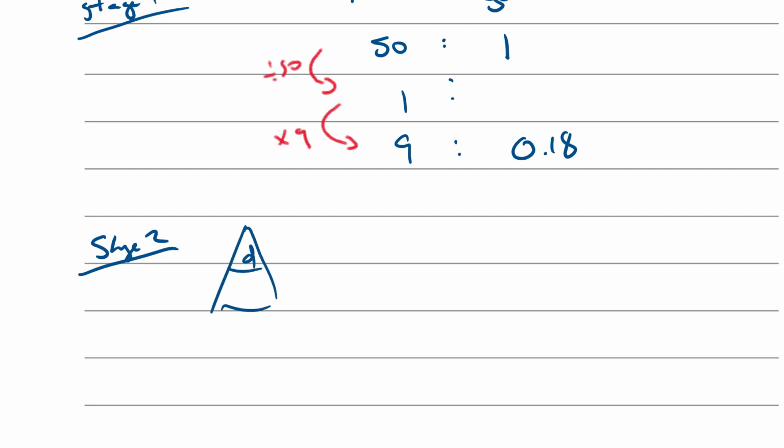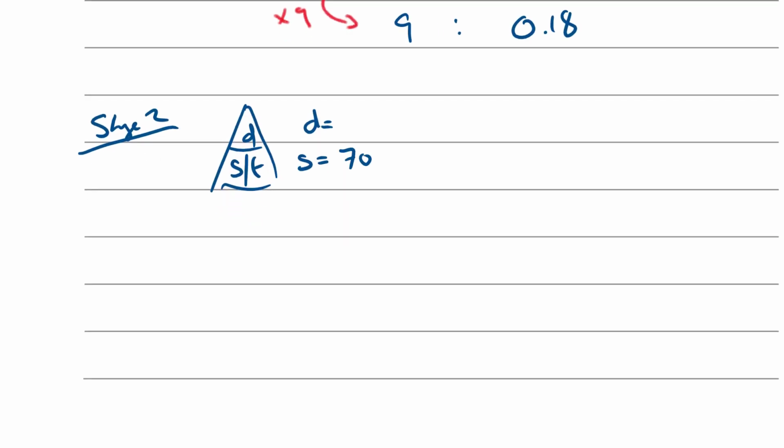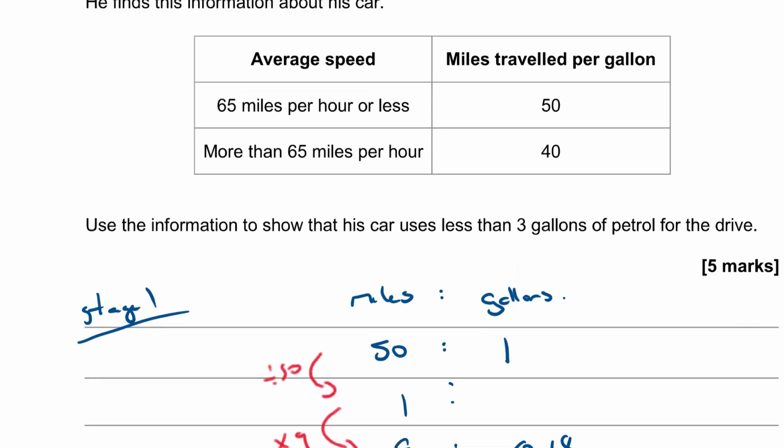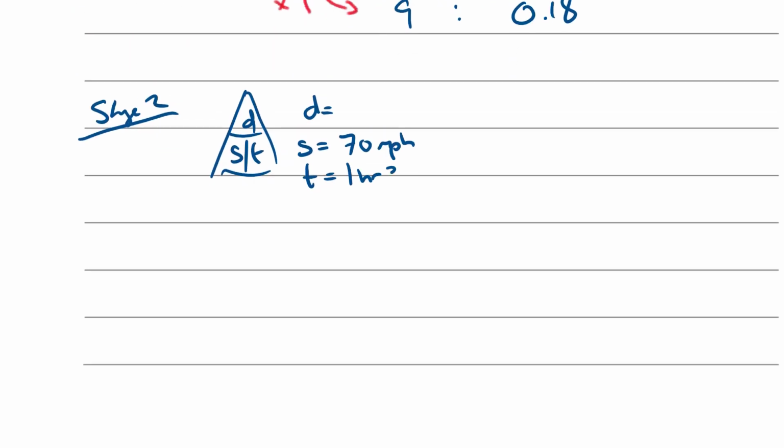So, DST triangle: distance, speed, time. The distance is what I want to find. I know the speed. The speed was 70 miles per hour. And the time taken was 1 hour 36 minutes. Now, hours and minutes is not so nice, is it? We need to really convert that into a decimal, I think.